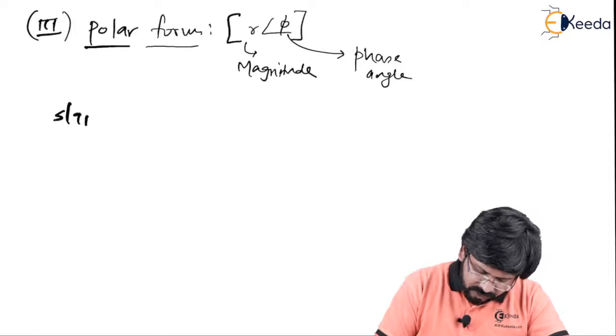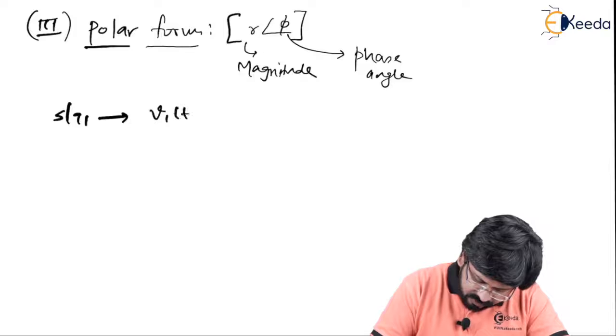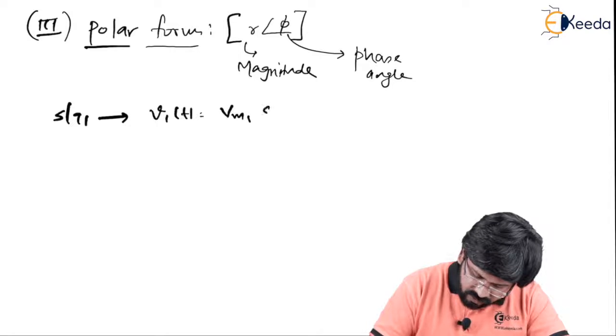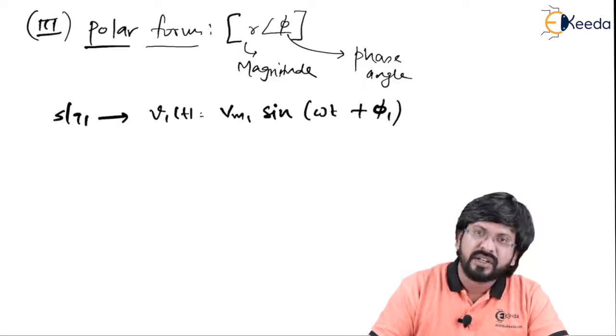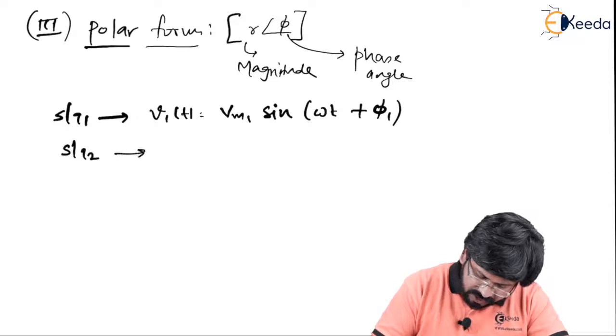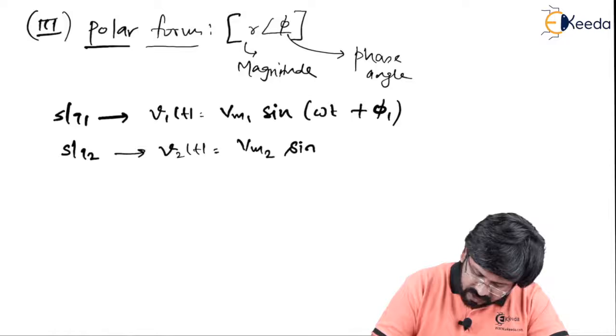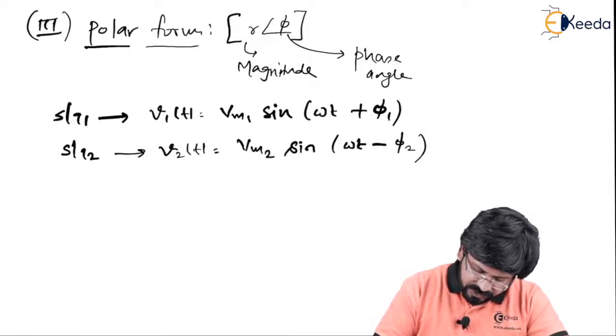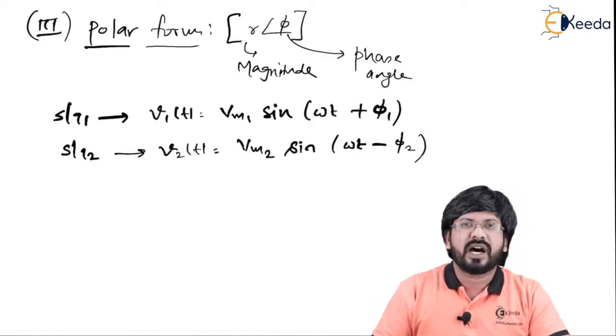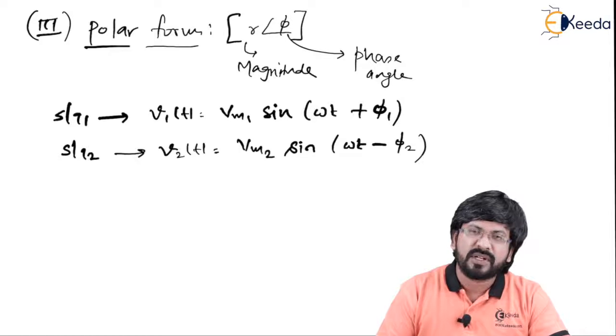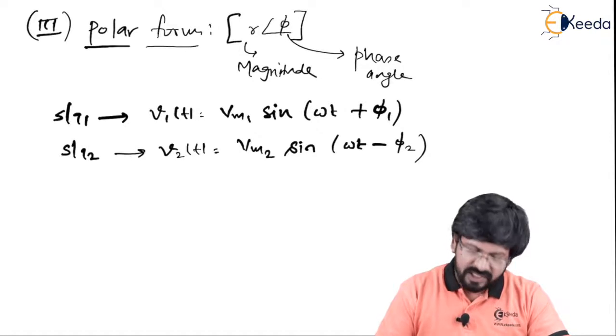So we had signal 1, if you remember. In sinusoidal form we have written it as V1 of t equal to Vm1 sine of omega t plus phi 1. Whereas signal number 2 we have defined V2 of t as Vm2 sine of omega t minus phi 2. Therefore, as I said, these two signals are not in appropriate form for multiplication and division. Better to convert them into polar form. How to convert them into polar form? It is very easy.